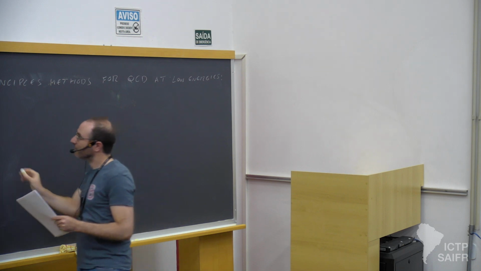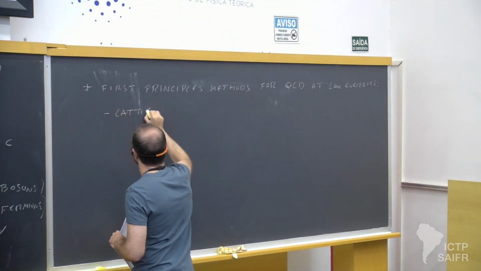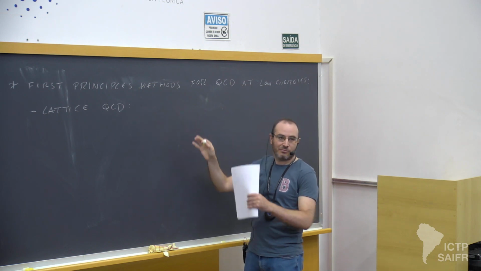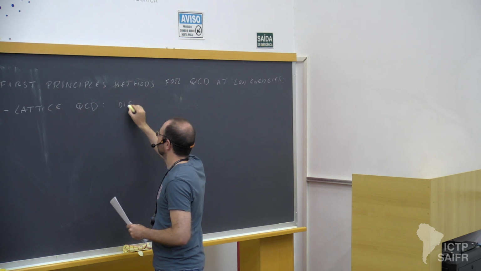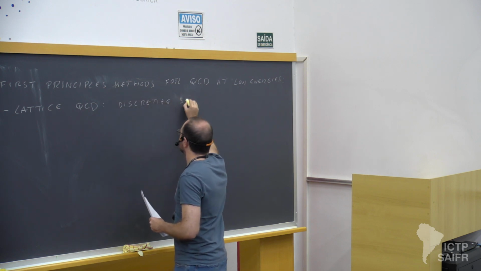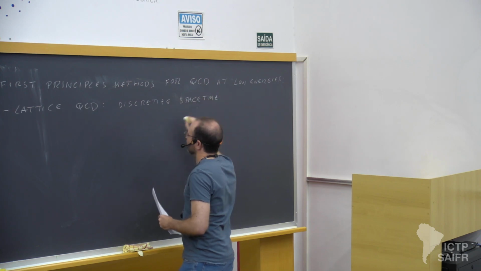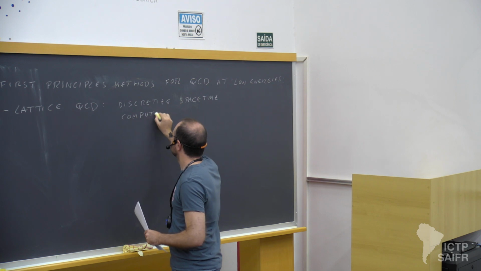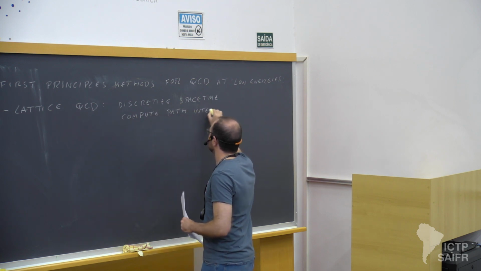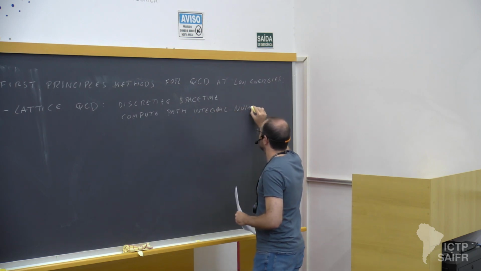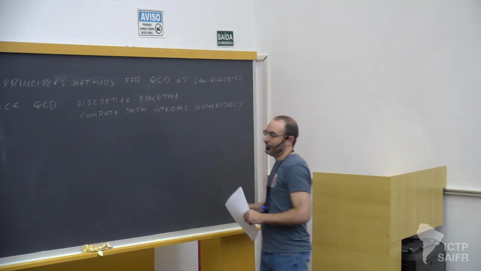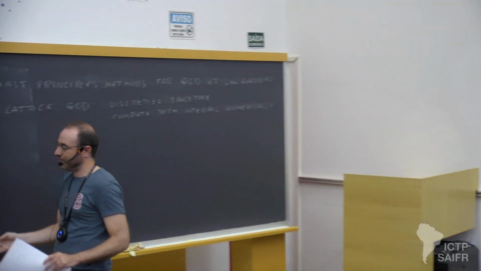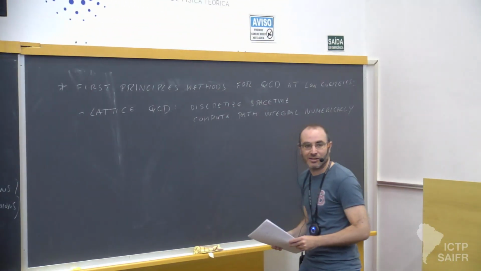So one of them is lattice QCD. Okay, and this consists of taking a spacetime, making a discretization of the spacetime, and then computing the path integral numerically on this discretized spacetime. Okay, so in principle, this is not really an analytic tool, but it allows us to do calculations for QCD and compute things like the masses of these objects or the interactions between these objects from the QCD theory.